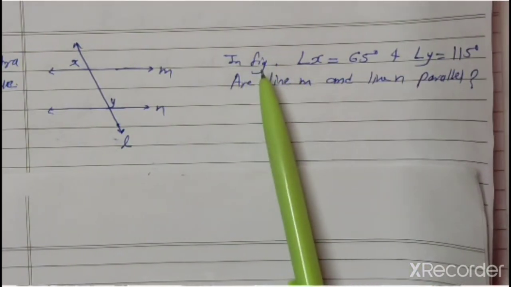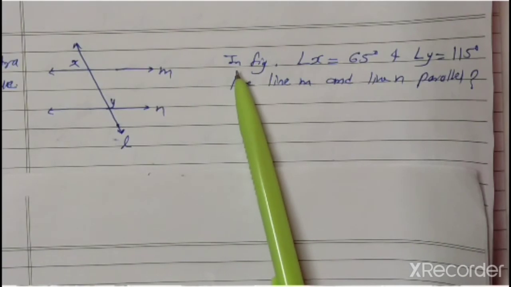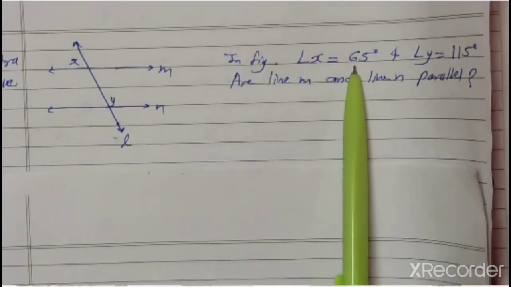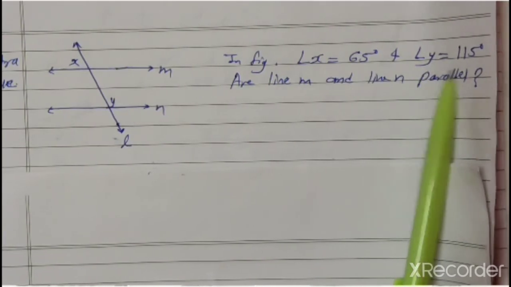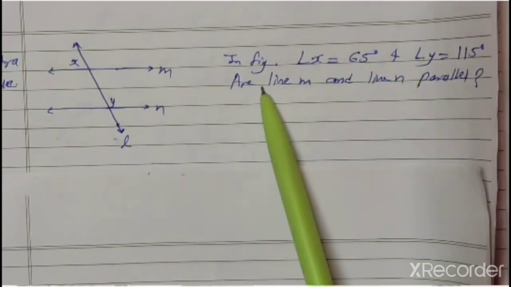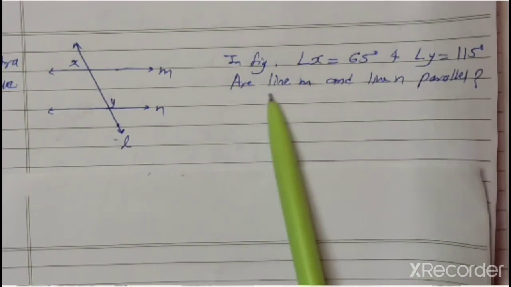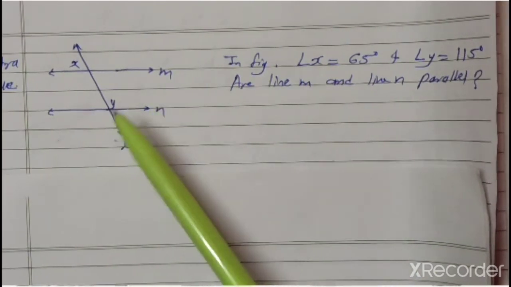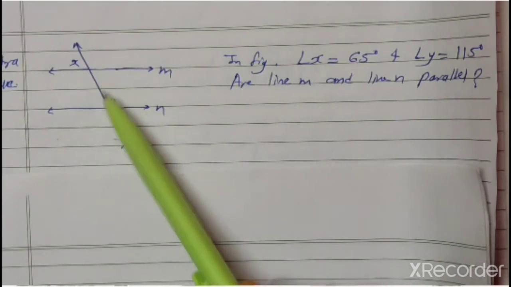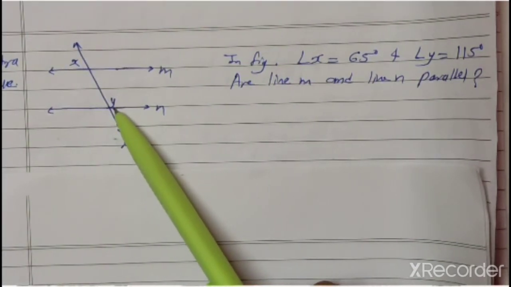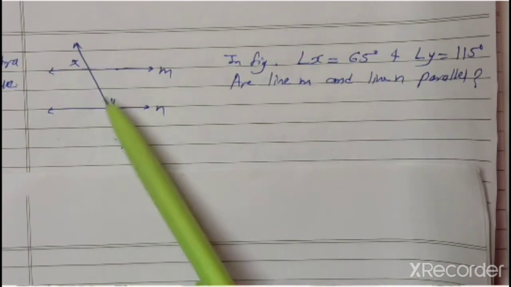This is one extra question based on the test of angles. In this question, the measure of X is given as 65 degrees, and the measure of Y is given as 115 degrees. Are line M and N parallel? So let us find out. First find out, is there any correlation between angle X and Y? No, there is no correlation between these two angles.